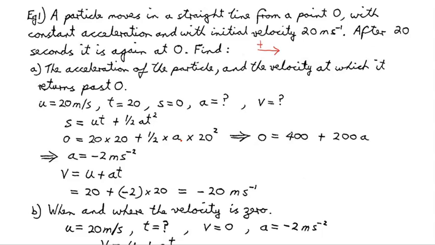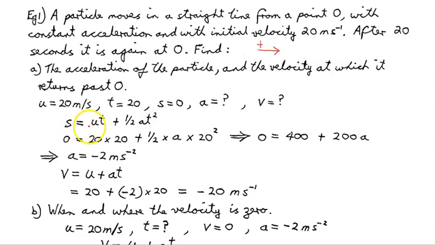Okay, so looking at the equations we had before, we've got u, we've got t, we've got S is 0. Sorry, did I say we didn't know that? My apologies. After 20 seconds, it is again at O, so the displacement is 0. And u is 20, t is 20, S is 0. What is a? What is v? So what are we missing? Well, in this equation, we've got S, we've got u, we've got t. The only thing we're missing is a. We can solve that for a. And generally, that's how these problems go.